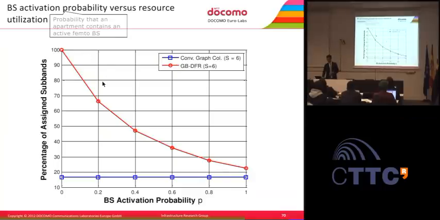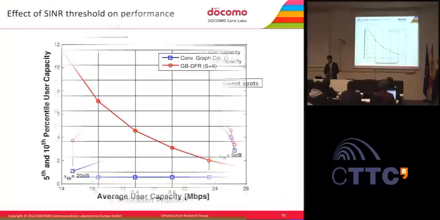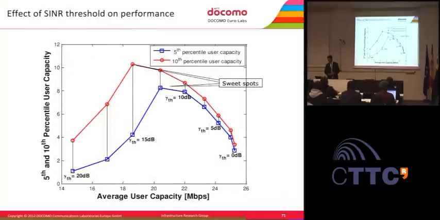So we can see that our system is very adaptable to the interference situation, but at the same time, each base station on average is still being assigned more resources than when you just have conventional graph coloring. So these are some very encouraging results. And finally, we saw the effect of changing the SINR threshold.